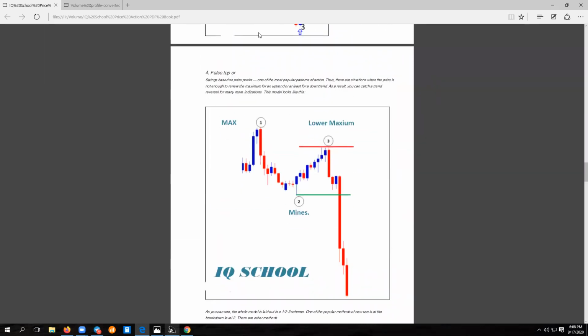The false top. False top is very easy. So, first of all, the market is making a new high. Number one, new high, NH, then making a new low.